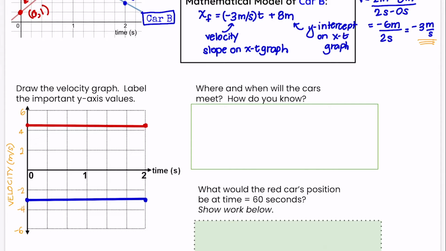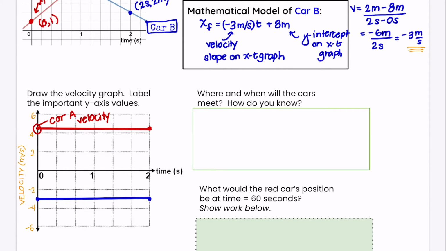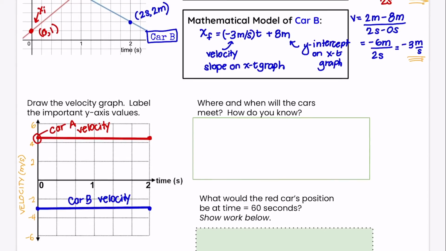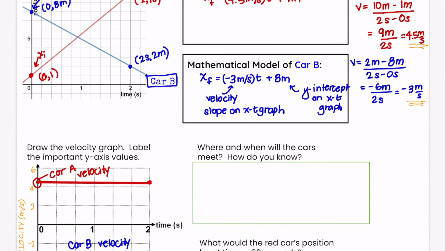And here we can see car A's velocity in the red, and we can see car B's velocity in the blue. And we can find the velocity on the y-axis. So we just look across on the y-axis on the velocity-time graph to find out what the speed is of the cars. So then car B's velocity over here is going to be -3. And it was -3 throughout the whole run.